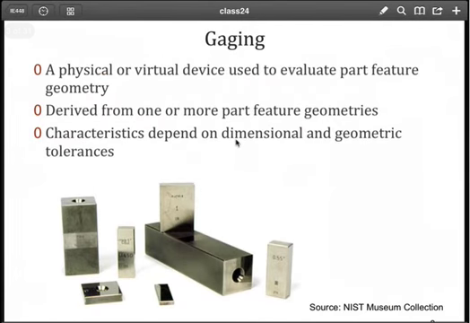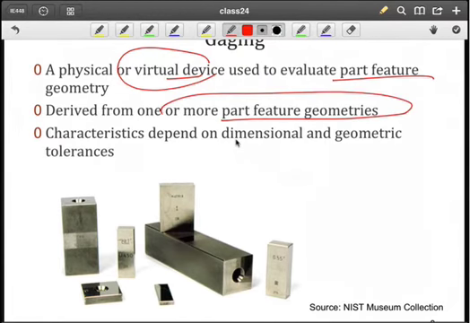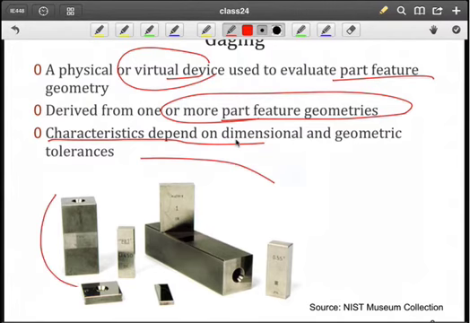Well, when we think about gauging, we are trying to create some type of device, whether it is a physical device or a virtual device. By virtual, we mean a computational approach to gauging, and we'll evaluate part feature geometry. In order to determine what that gauging should look like, we have to understand the part features and then look at the various characteristics depending upon the dimensional and geometric tolerances that we understand from the design specification. So here you see some classical block gauges. These are physical gauges that are used to determine whether or not a part is within dimensional tolerances.